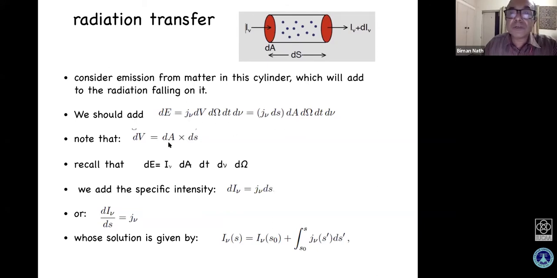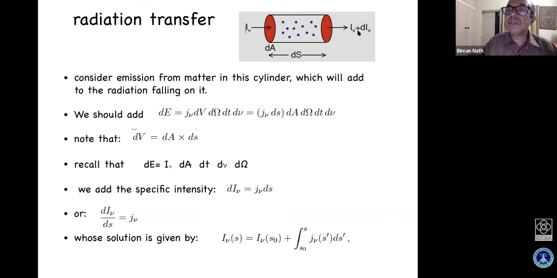Now, what I've done is break this dV into dA times ds, and I have conveniently taken this combination out, so that it is left outside the bracket. Which means I'll be adding this amount of specific intensity. Above this, there will be something added, which will be equal to j nu times ds. Is that clear?